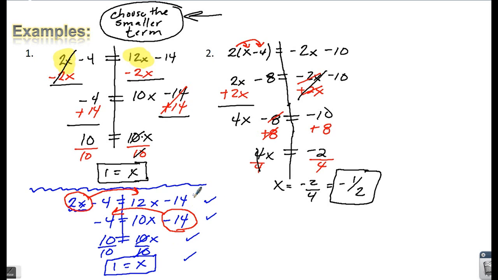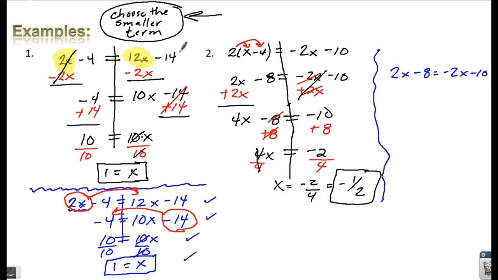Let me show you another example. Let's look at number 2 real quick. So here I'll write on the side, and we still need to distribute. So we're going to distribute, and we end up with this line right here, which is 2x minus 8 equals negative 2x minus 10.